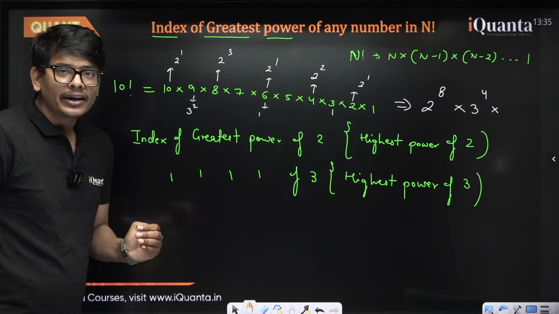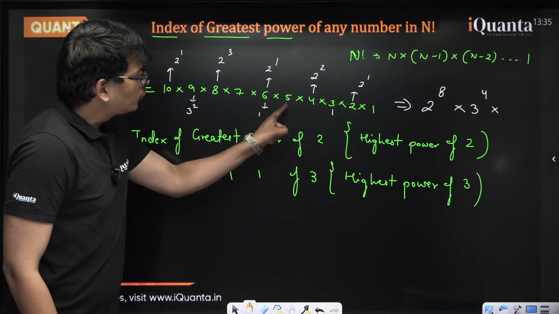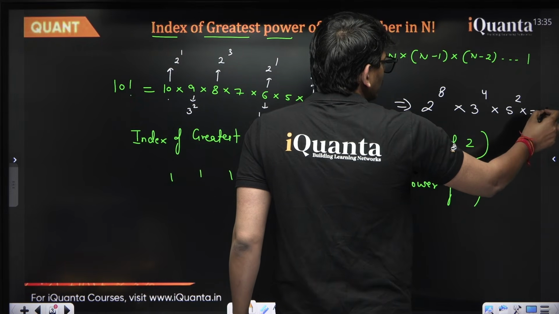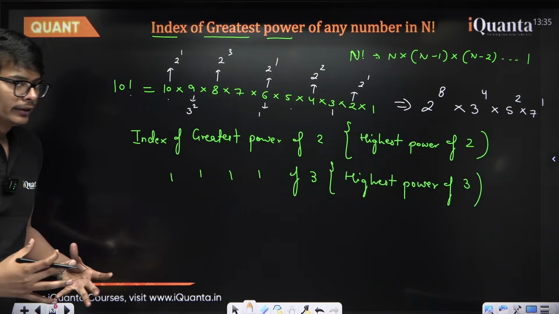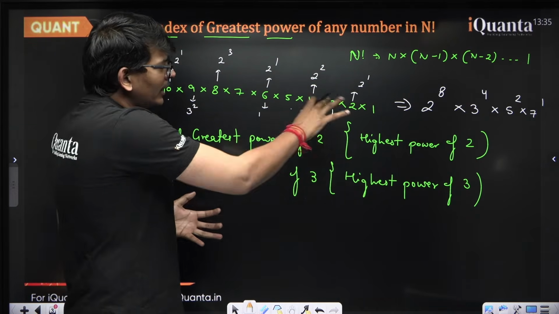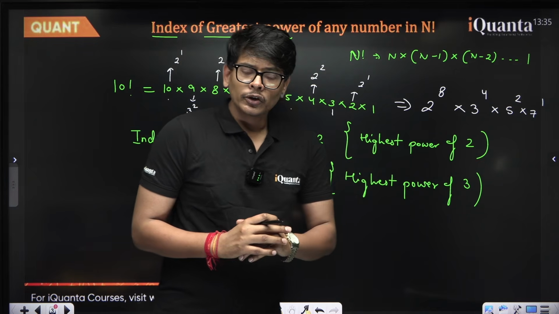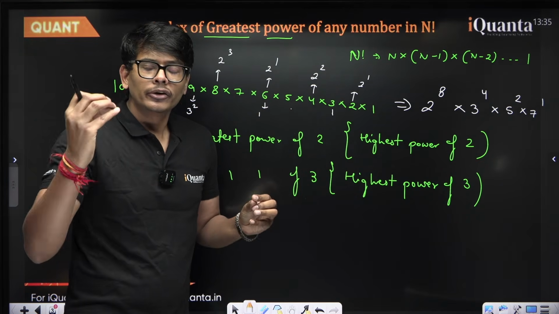Next, the turn of 5. The next prime number is 5. So 1 here, 1 here. And the next prime number is 7, whose power will be 1. There is no other prime number in this classification, you can see. Now, this can be written in this format: 2 raised to the power 8 into 3 raised to the power 4 into 5 square into 7 raised to the power 1.